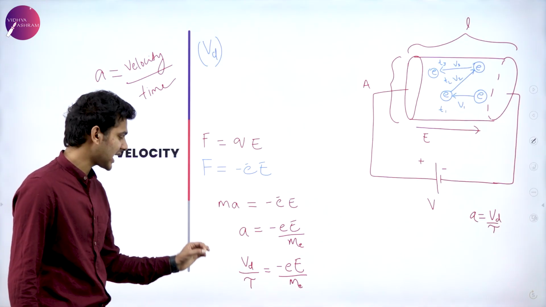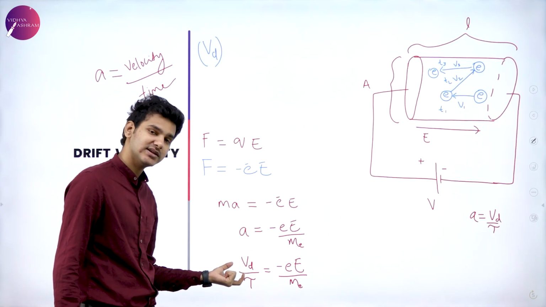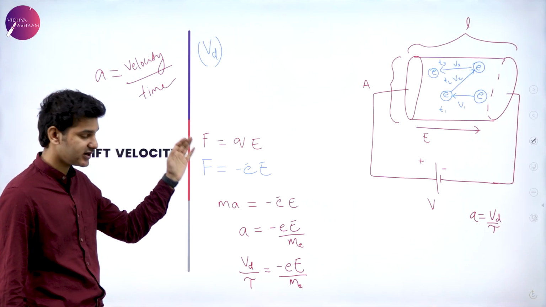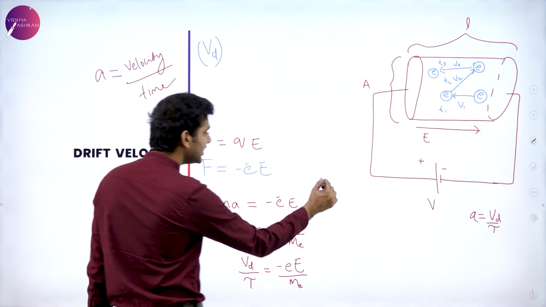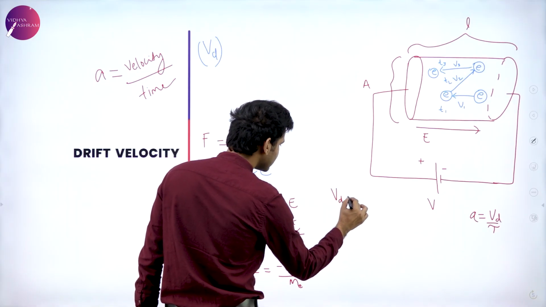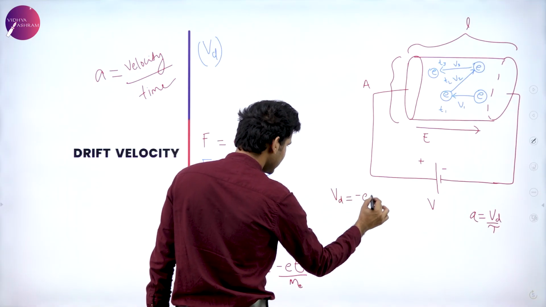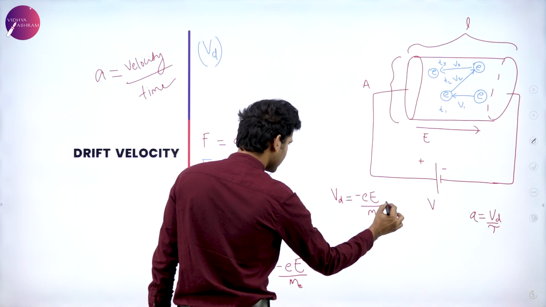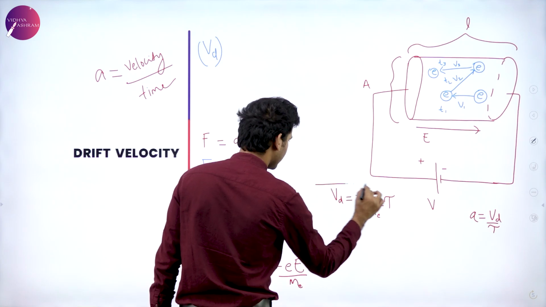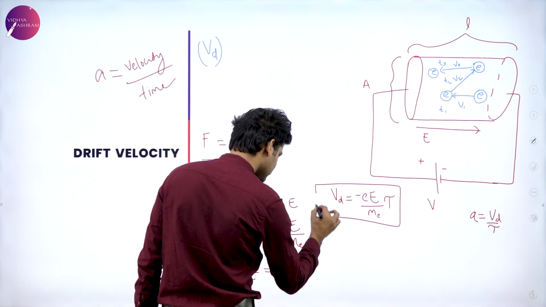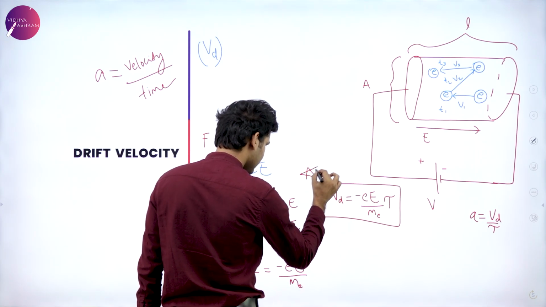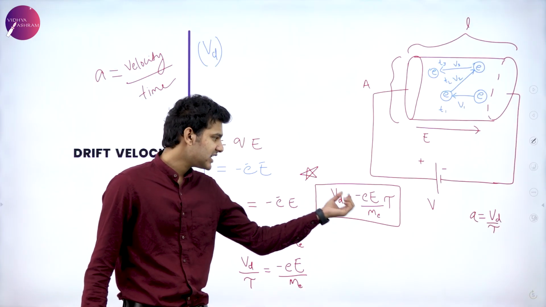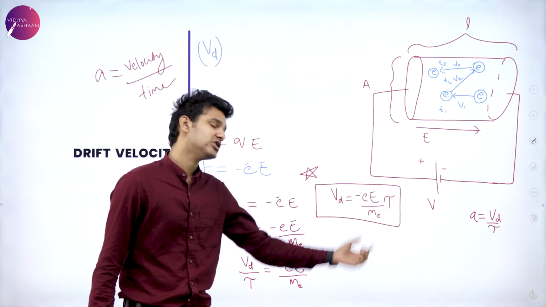So this is the equation. From this we can calculate the equation for drift velocity. That is why we started the equation in the first place. So we can write Vd is equal to negative eE divided by m, multiplied by tau. Put it in a box. This is very important. Drift velocity is given by eE divided by m into tau.